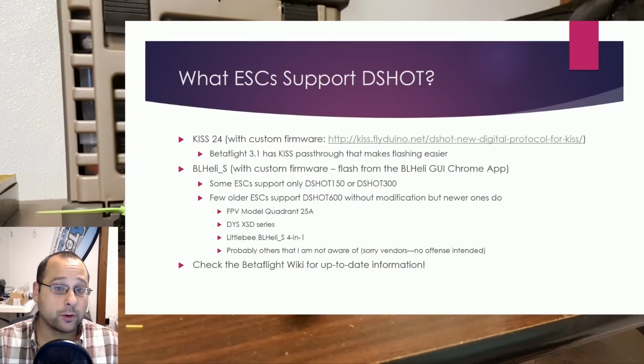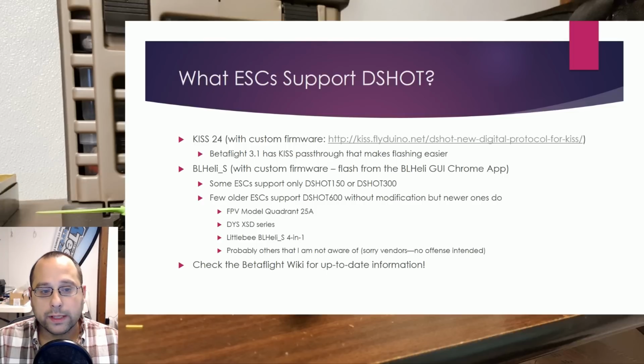You do need custom firmware. You can download that firmware from the BL-Heli GitHub, but I think the easiest thing to do is to get the BL-Heli GUI Chrome app, and that will let you flash it just from a pull-down menu. And I think that's easier than trying to download the file from GitHub or whatever. But if you have any issues with the BL-Heli GUI Chrome app, then you can just download it from GitHub.